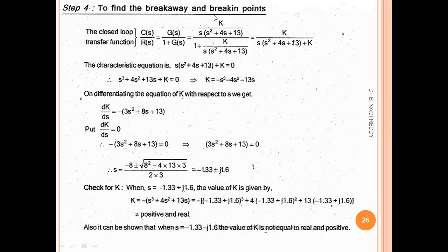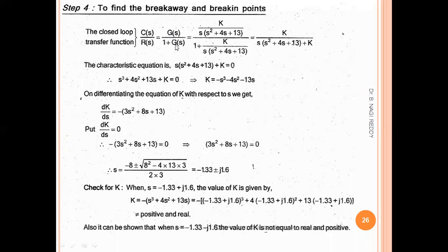To calculate these 2 points, we need to have the closed loop transfer function, that is output to the input. So we know G(s), we know H(s). So G(s) by 1 plus G(s) into H(s), but our H(s) is 1 because our system is a unity feedback system. So 1 into G(s) will become G(s) only. So that's why we have to calculate G(s) by 1 plus G(s) in order to get the closed loop transfer function.